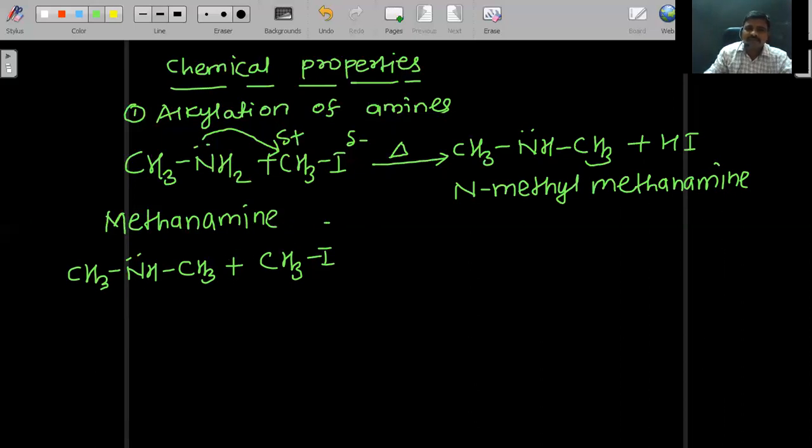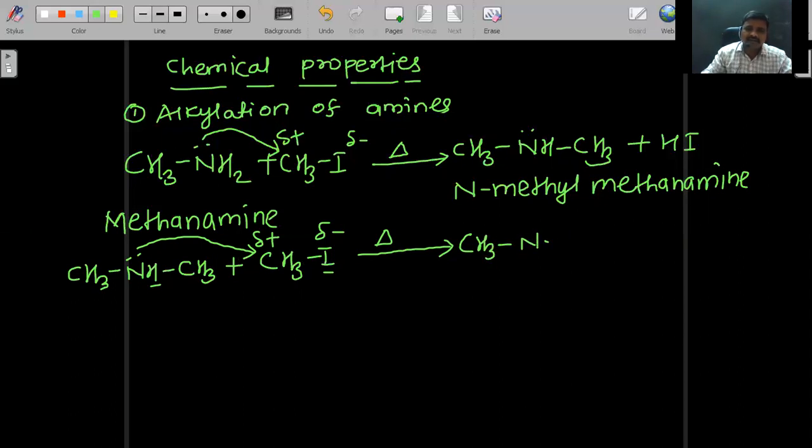This iodine is delta minus, carbon is delta plus. So nitrogen attacks the alkyl group. In this step, one more alkyl group is attached to the nitrogen, and hydrogen from the NH and iodine from this alkyl iodide form a byproduct known as hydrogen iodide. So HI is again a byproduct.